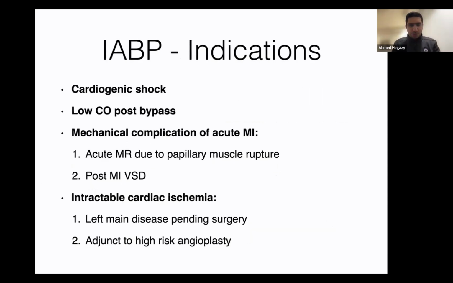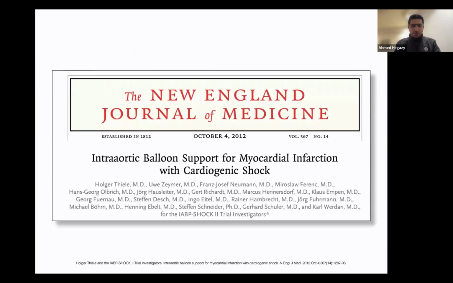All right, so let's go back to our indications. And I want to go through some of the evidence with regards to these indications. As I mentioned previously, we've had a hard time showing that balloon pumps actually give you an improvement in mortality. We've had a very hard time showing this. So let's start off with the most significant publication regarding balloon pumps, and that is the Intraaortic Balloon Pump in Cardiogenic Shock II trial. And this was published in 2012.